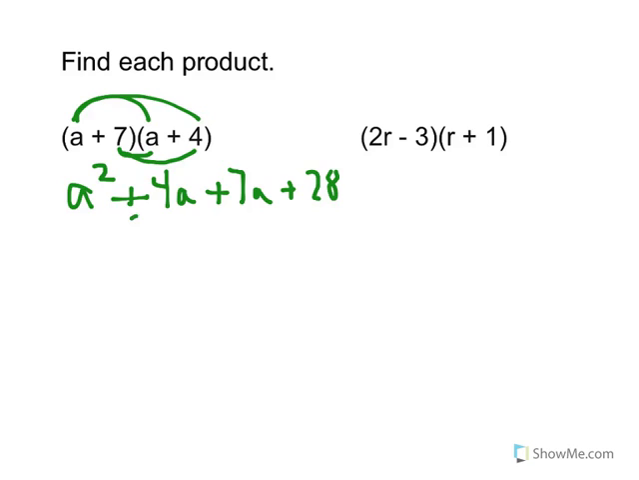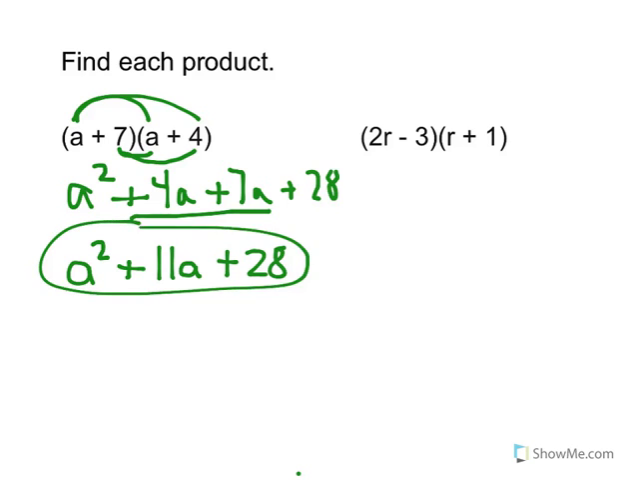So for instance, these middle two terms here are both a to the first power. So we're just going to write this as a to the second, then we're going to combine those two middle terms. 4a plus 7a is 11a, and then end up with the plus 28. No other like terms to combine. It's in standard form, and there you go.